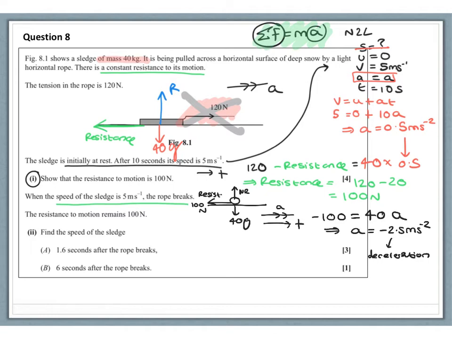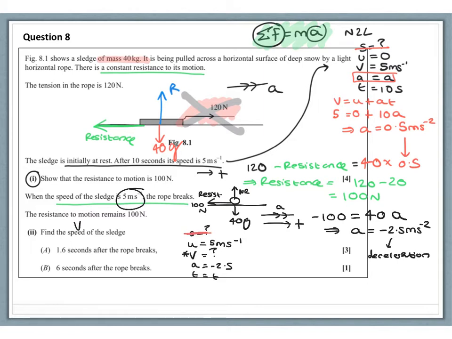So we now need to use this to work out the speed of the sledge at these two times. So this is all going to be about SUVAT again. So S, we don't know. U is the initial speed when this process starts and the rope breaks. So U is 5. V is what we're actually trying to find, so that's quite important. A is minus 2.5, and then T is the time, which varies in part A and part B.